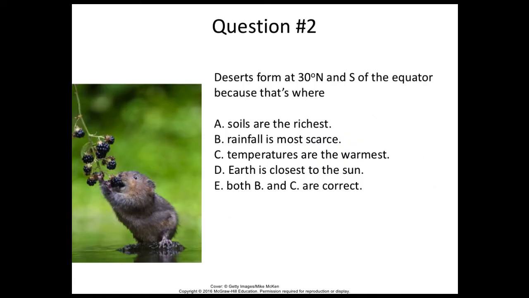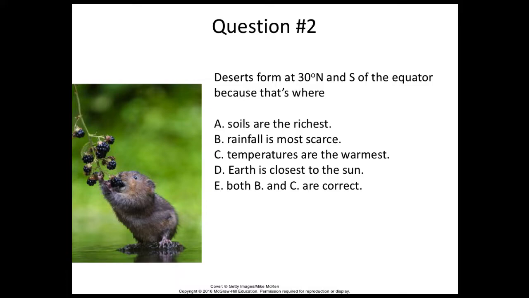All right, here's our next challenge question. Deserts form at approximately 30 degrees north and south of the equator because that's where: your first choice is soils are the richest. Your next choice is rainfall is most scarce. Your next choice is temperatures are the warmest. Your next choice is earth is closest to the sun. And your final choice is both rainfall is the most scarce and temperatures are the warmest is the best answer.